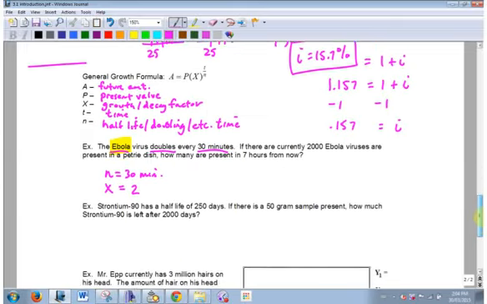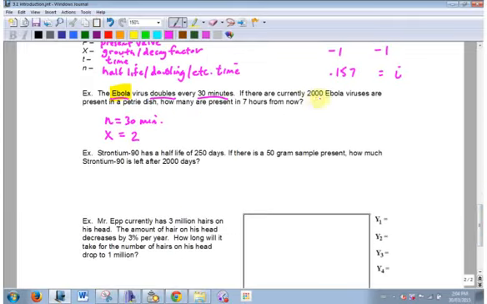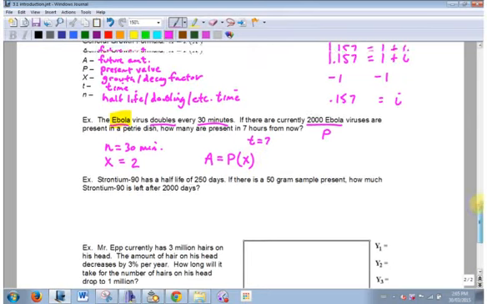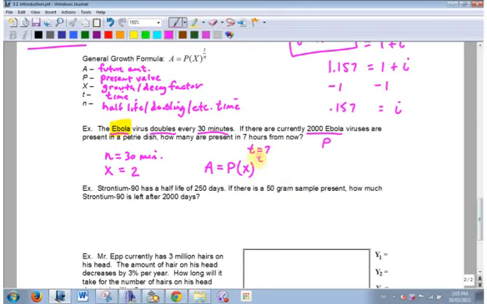We just don't know how long it doubles for. There's currently 2,000 Ebola, blah, blah, blah. How many are present in 7 hours? I want to know what A is. So A is P x to the t over n.